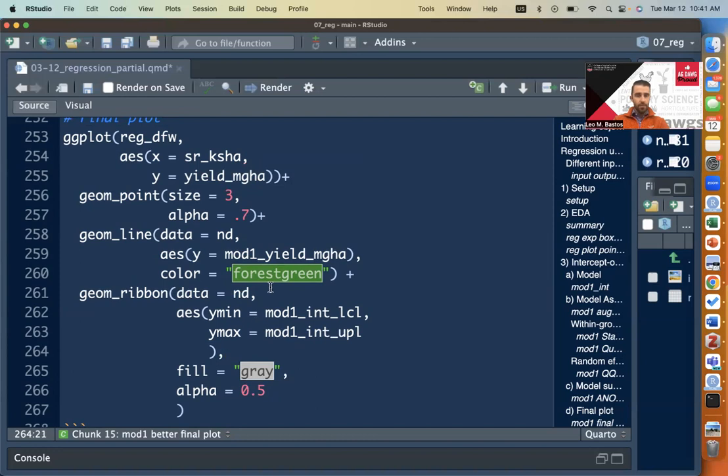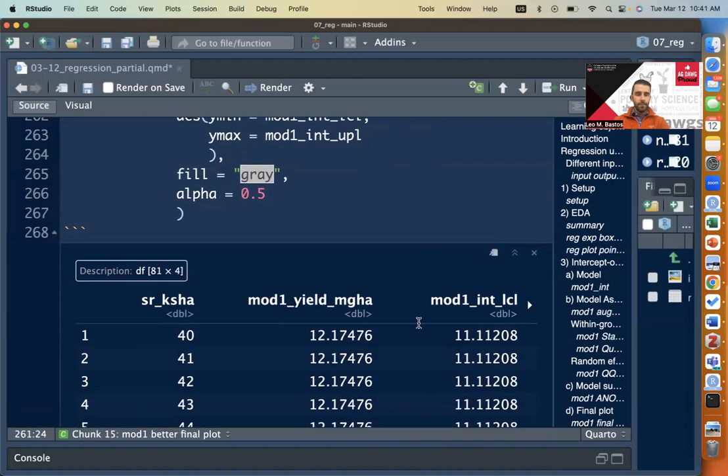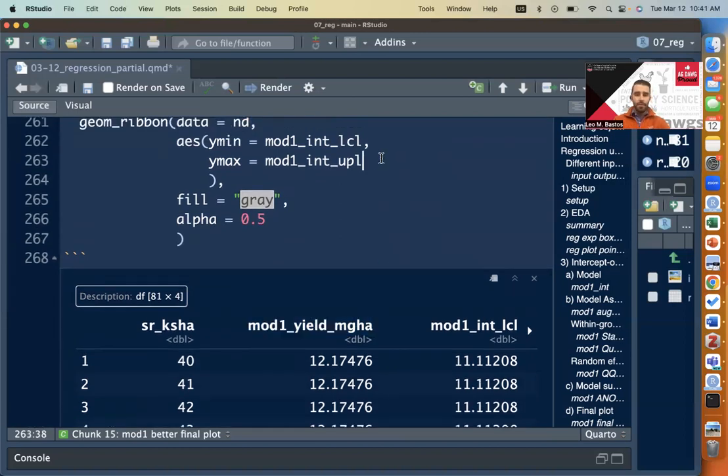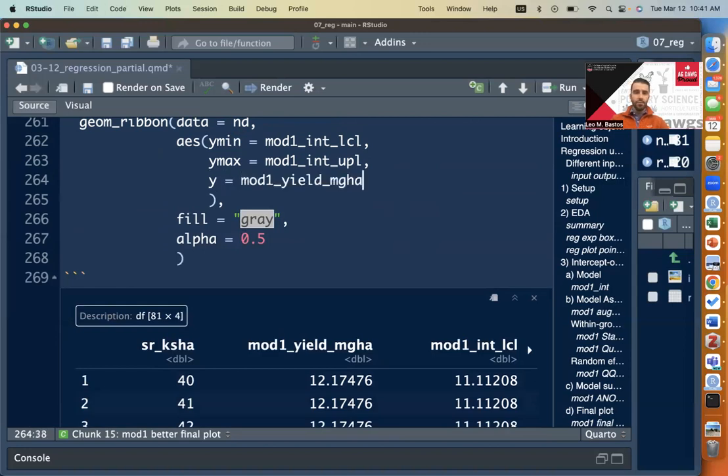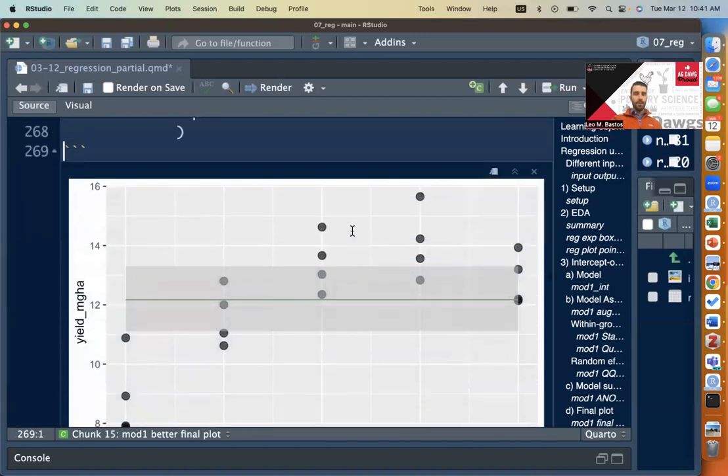Yeah, so here we probably have to change our Y. In ggplot, our Y is the yield milligrams per hectare. On ND, our Y should actually be this column here, the mod 1 yield milligrams per hectare. So if you come back to AES, we would say y equals mod 1 yield milligrams per hectare. And that should work.